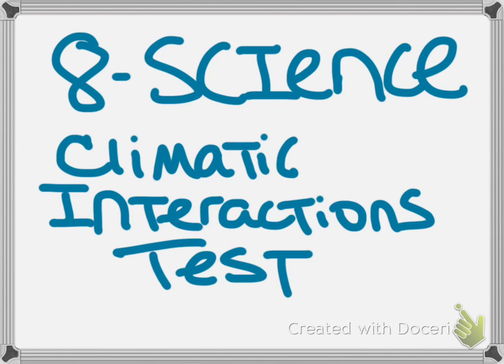Number 1, when the sun heats one region in an ocean, the movement of the water in the ocean circulates the heat. What is the name of this phenomenon? A, radiation, B, convection, C, absorption, D, conduction.